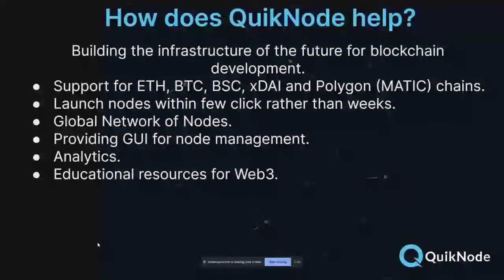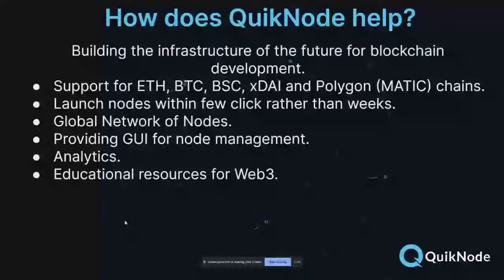So what QuickNode does is help developers by giving them access to blockchains within minutes. We currently support Ethereum, Bitcoin, Binance Smart Chain, XDAI, and Polygon, which was previously known as Matic. You can simply go to QuickNode and launch your nodes within a few clicks, rather than the weeks or months that nodes require to sync.